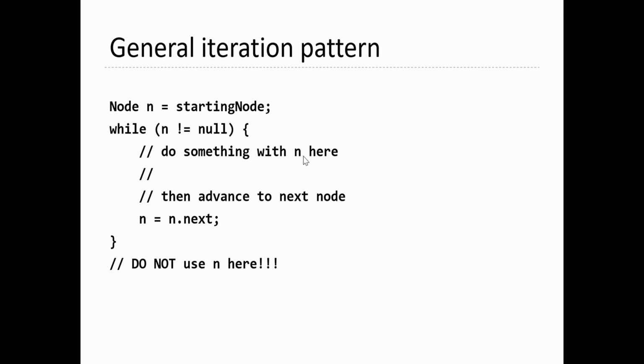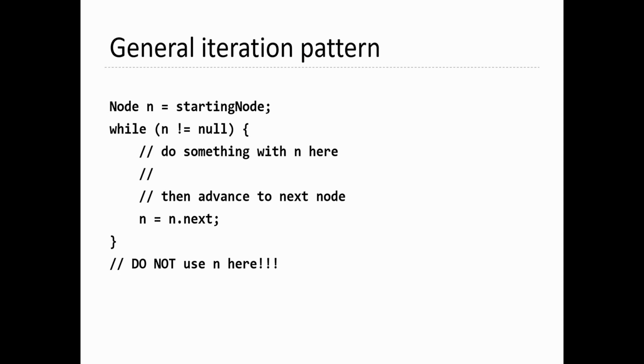You can use n.elem to get the element. You can do n.next to get the next node. Once you're done processing that node, you just update n. So n becomes n.next, and away you go. That'll keep on going until n goes one past the last node in the sequence.